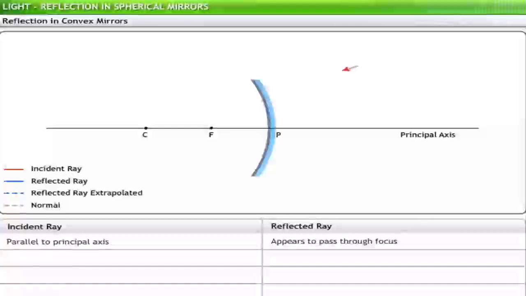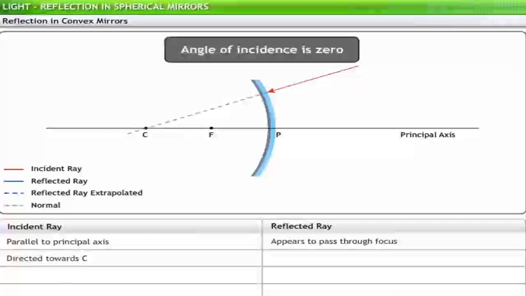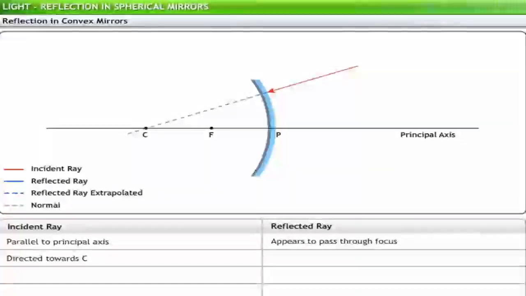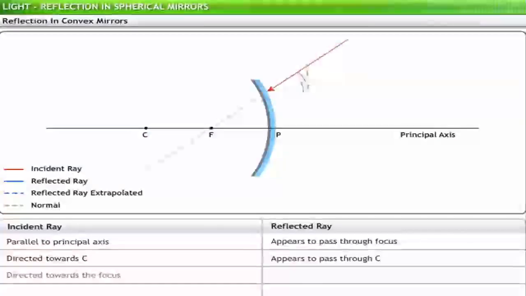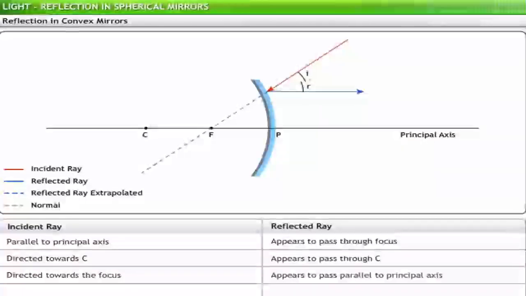In the second case, let us consider incident rays directed towards the center of curvature. Here, the angle of incidence is 0. Hence, the angle of reflection too is 0. Thus, the reflected rays retrace the path of the incident rays and appear to pass through the center of curvature. This enables the driver to see the parking meter on the other side of the road. Next, look at incident rays that are directed towards the principal focus. The reflected rays go parallel to the principal axis. This is how the driver is able to see the traffic signal which the car has crossed.